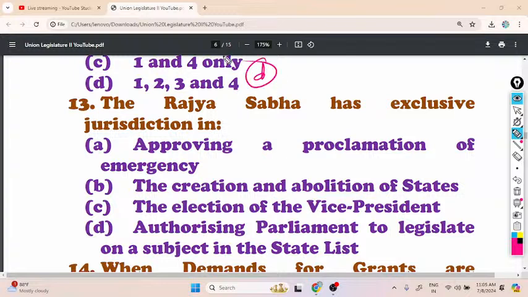Next question: the Rajya Sabha has exclusive jurisdiction. See, Rajya Sabha has much more similar power with the Lok Sabha in many respects. There are a lot of areas where Rajya Sabha and Lok Sabha have equal power and equal privileges. Remember, only in passage of money bills and removal of the government, Lok Sabha has exclusive powers. Only in case of monetary matters and matters related to the confidence of the House, because the council of ministers is responsible to Lok Sabha. So except these two matters, Rajya Sabha has almost equal powers with Lok Sabha. Apart from equal powers, Rajya Sabha has some special powers.